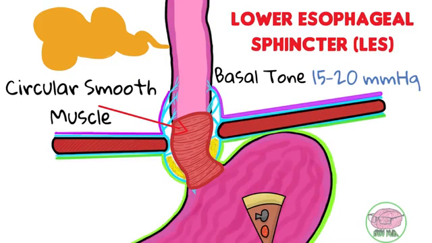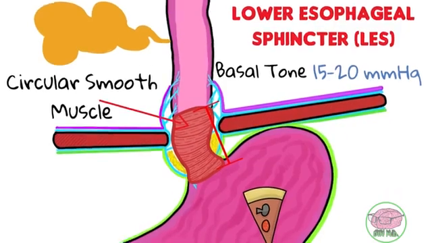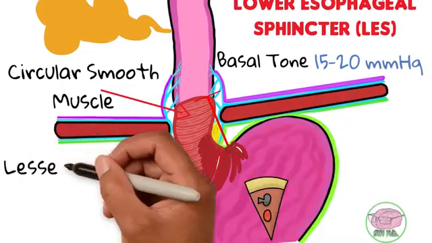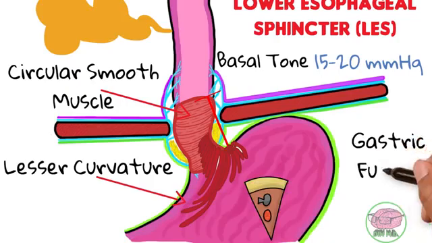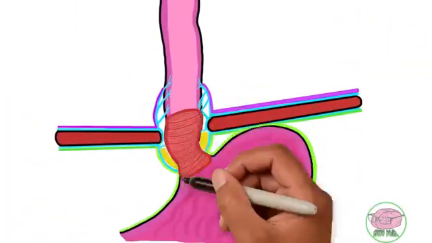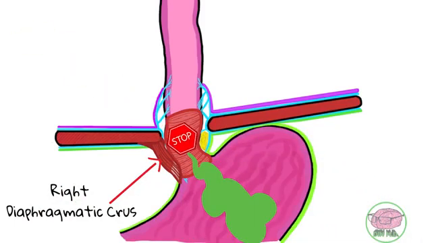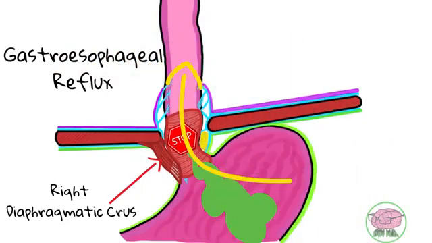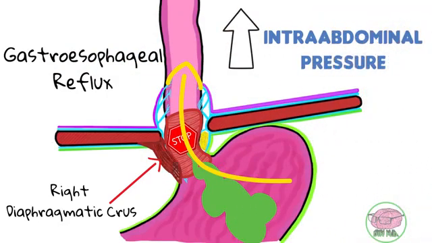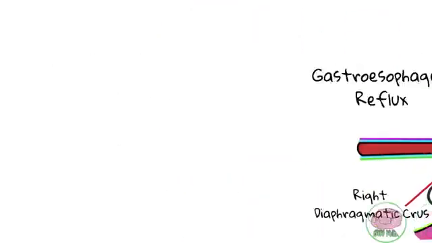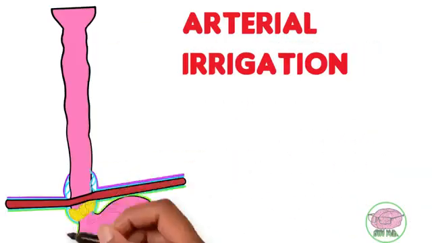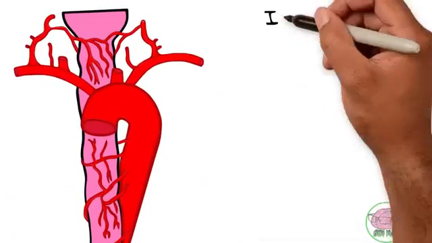The lower esophageal sphincter starts even in the esophagus that is crossing through the esophageal hiatus and extends into the abdominal esophagus. Some muscle fibers even extend to the lesser curvature, the greater curvature, and the gastric fundus. This sphincter, together with the right crus of the diaphragm, prevents the reflux of gastric content into the esophagus, known as gastroesophageal reflux. When intra-abdominal pressure increases, the right crus of the diaphragm contracts and constricts the abdominal esophagus, preventing reflux.